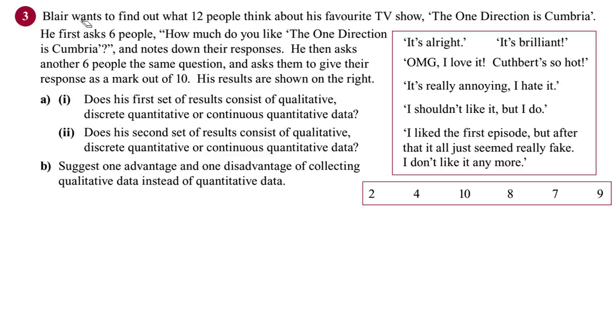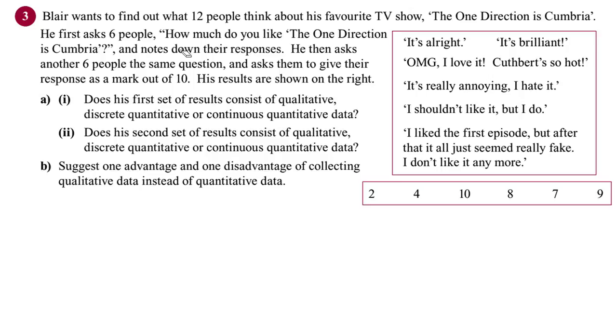So it says, Blair wants to find out what 12 people think about his favorite TV show called The One Direction is Cumbria. That's his show, and he wants to find the opinion of these people about it. Now he first asked 6 people, how much do you like The One Direction is Cumbria? So you ask them that question, and then he notes down their responses.